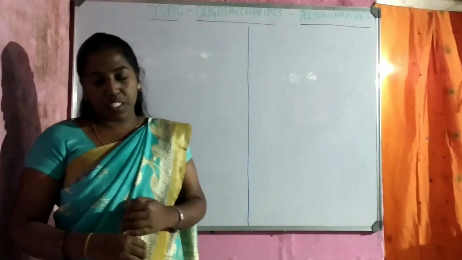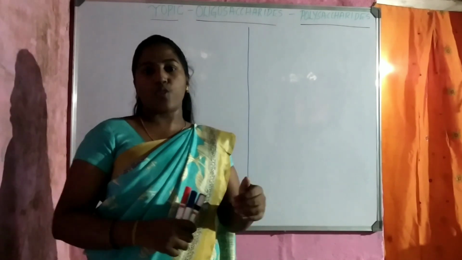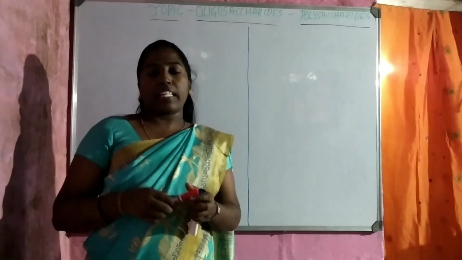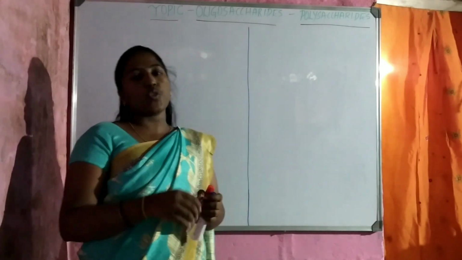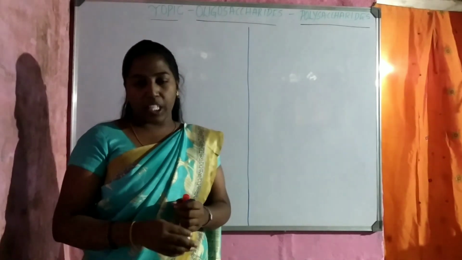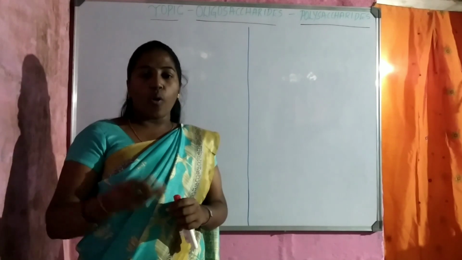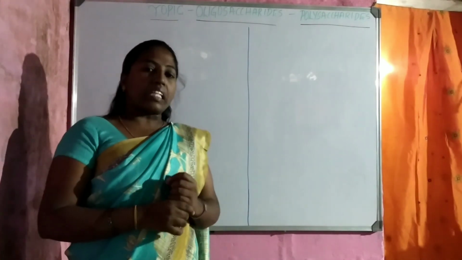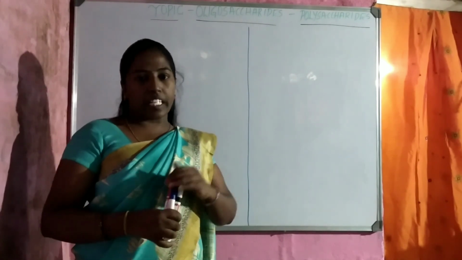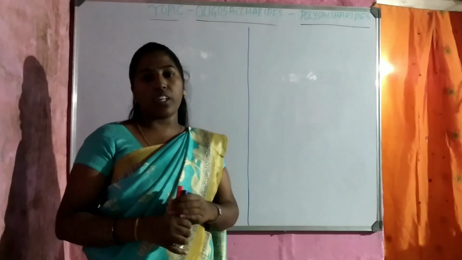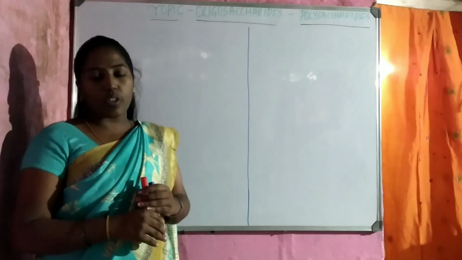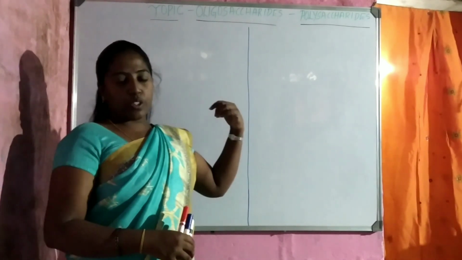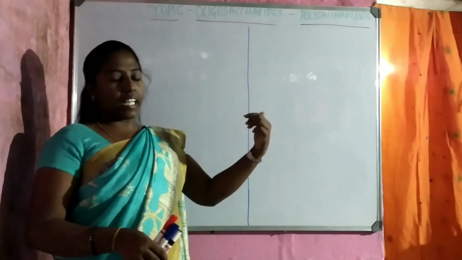In the previous class, we were discussing the classification of carbohydrates. We know that carbohydrates are classified based on the number of sugar units into three types: monosaccharides, oligosaccharides, and polysaccharides. We discussed in detail the monosaccharides and their classification, and we were discussing oligosaccharides. In today's class, we are going to discuss oligosaccharides and polysaccharides.